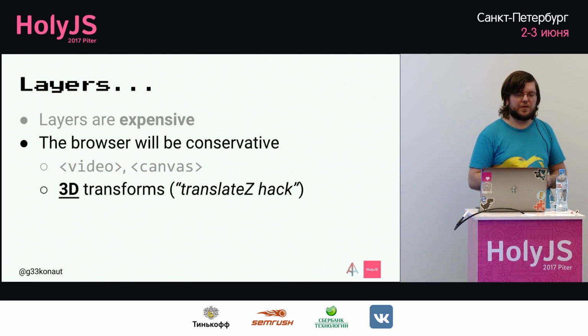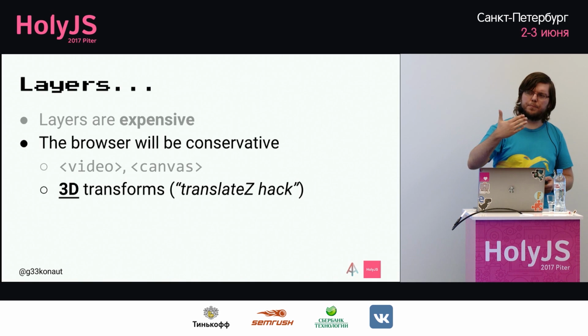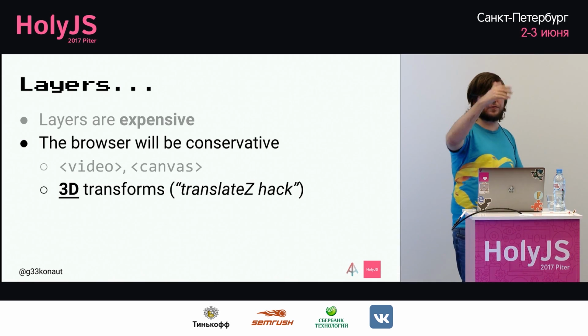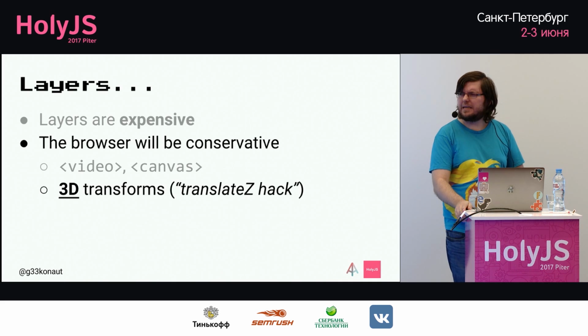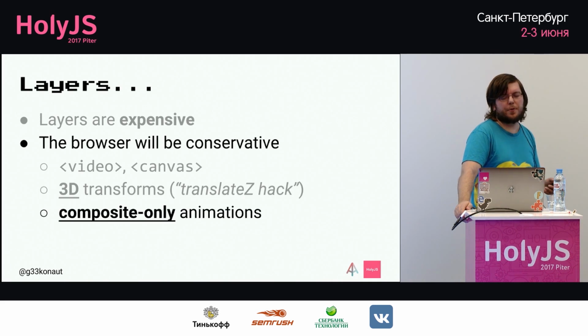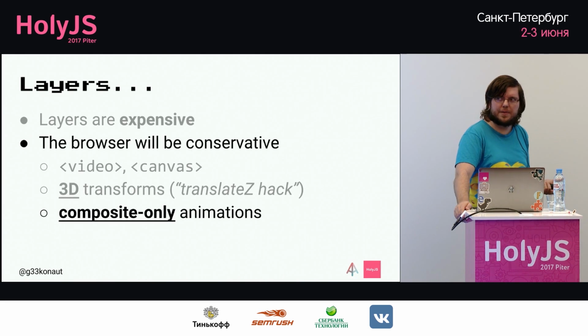3D transformations, because they can pop out, like with translate Z that goes into or out of the screen. So I'm going to make a layer for them as well, but only for 3D transformations. If it's a composite-only animation, this is a bit confusing. What is a composite-only animation now?